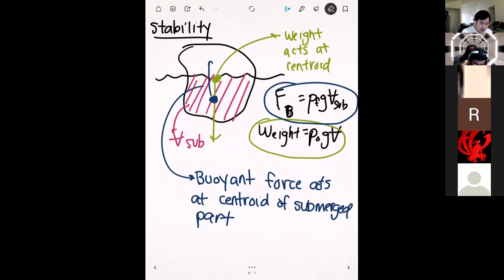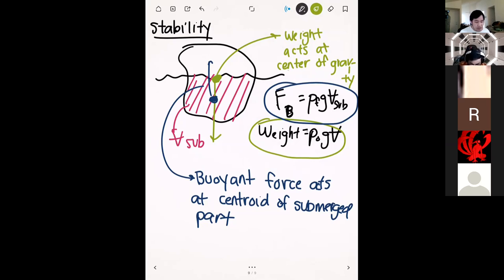Actually, let me make one small correction here. Sorry about that. Because this will be important in the next part, the weight actually acts at what's called the center of gravity. And if you have an object where the weight's kind of shifted to one side, that's going to shift the center of gravity a bit. Sorry about that. So that was one small correction there.